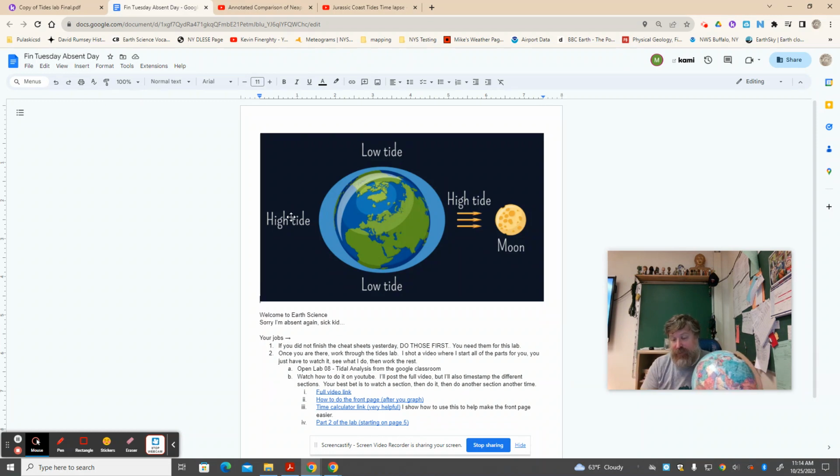Now, it's off by a bit because by the time the Earth does one of these, the moon's also moved around us a little bit. That's where this unit gets complicated. But that's what you're going to figure out with the timing, how it's not exactly 12 hours. It's a little bit more.